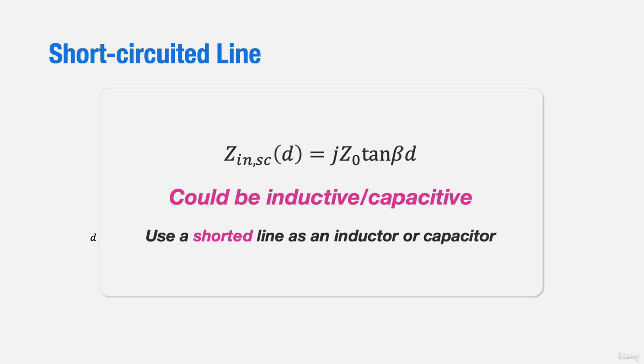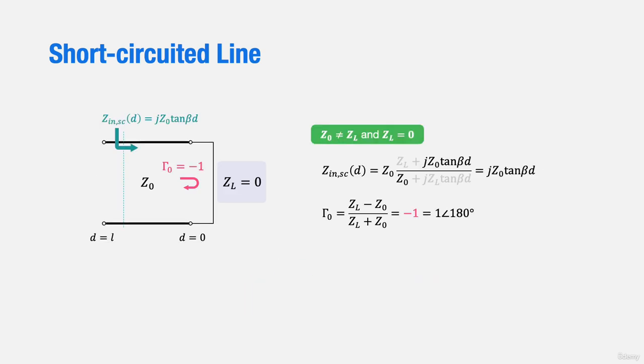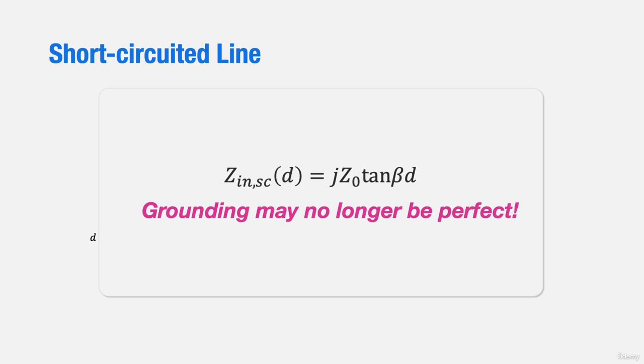This means that by adjusting its length, we can convert a shorted line into an inductor or capacitor, which is a remarkable feature. In RF circuit design, we must exercise caution, since a grounded line may no longer be a perfect ground. For instance, the grounded line of a transistor may become an inductor at a certain operating frequency, causing degeneration and reducing the amplifier's performance.